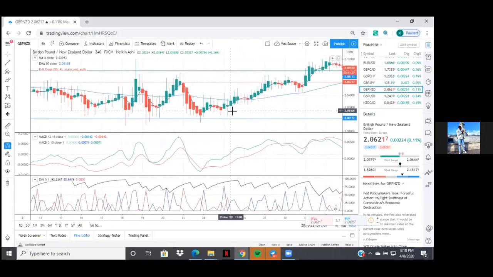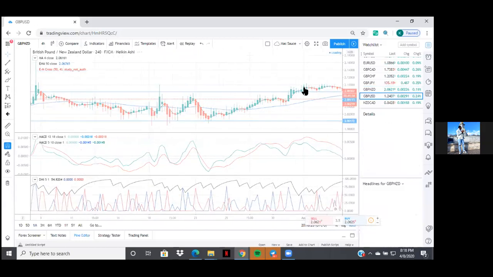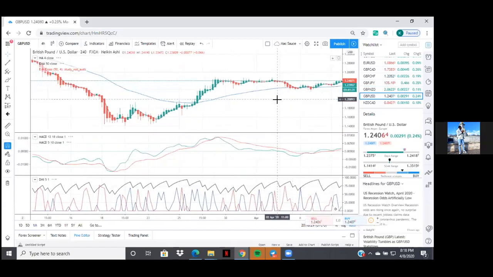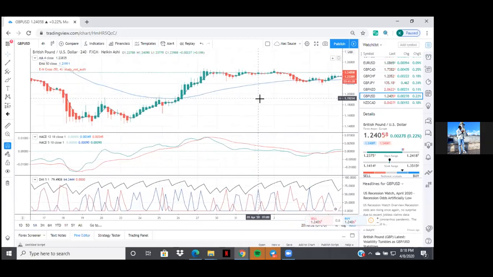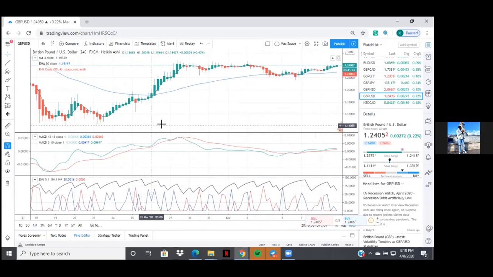Let me see, I'll give you guys one more example. Let's check another pair. This is a pretty good example right here as well. It's crossing EMA and MA. Flat bottoms. MACD, the green above the red. It's pretty tight here. That's what you want. DMI, momentum for the buy.